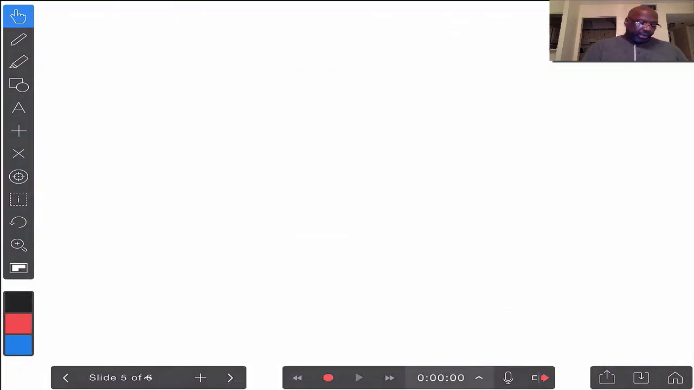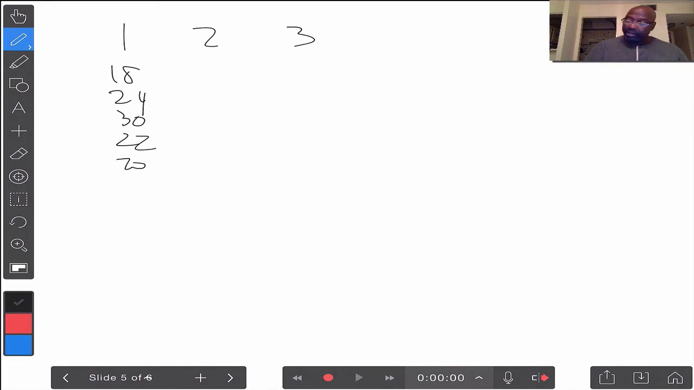So we're going to do it this way. We have gasoline 1, 2, 3. And the data: 18, 24, 30, 22, 24, 30, 22, 24, 30, 22, 20, 21, 26, 29, 21, 26, 29.